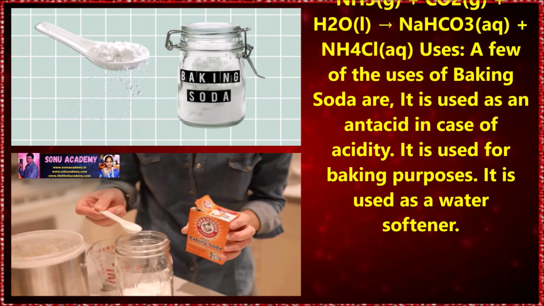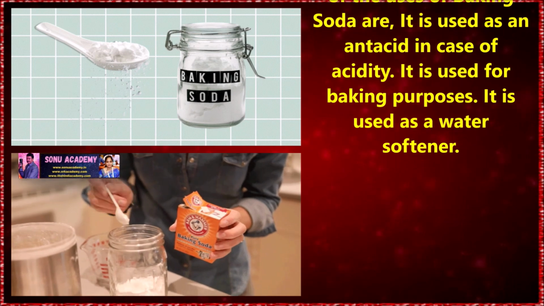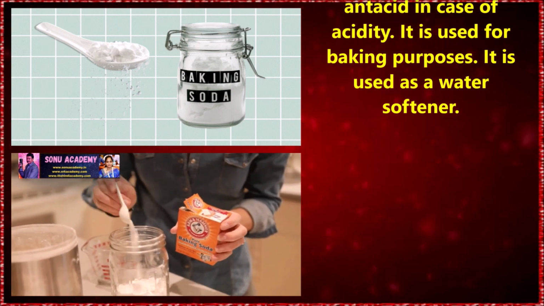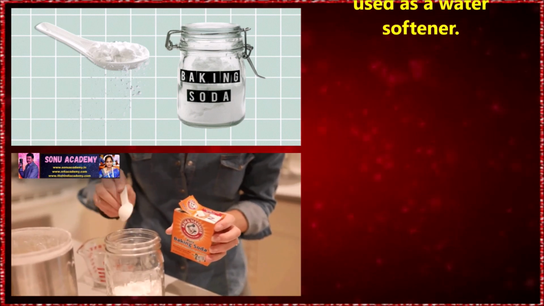Let us discuss the uses of baking soda. A few of the uses of baking soda are: it is used as an antacid in the case of acidity. It is used for baking purposes. It is also used for water softening.